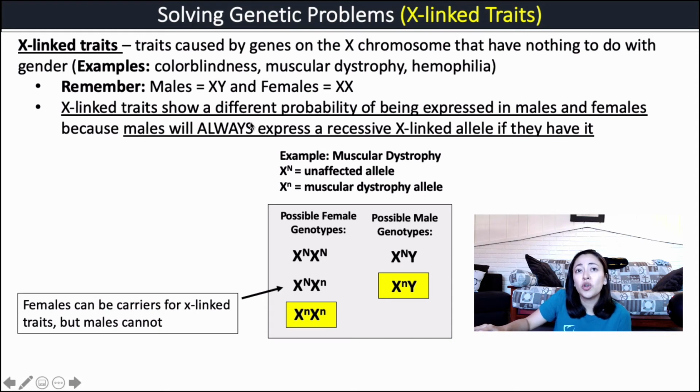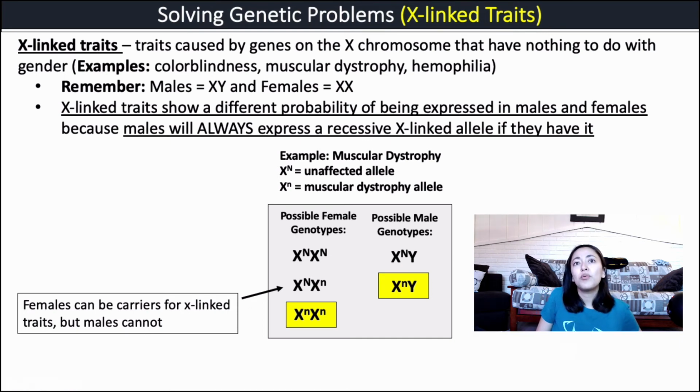So X-linked traits show a different probability of being expressed in males and females. This is because males will always express the recessive X-linked allele if they have it. If they inherit a recessive X-linked allele from one of their parents, they'll always express that allele. Whereas females can inherit a recessive allele from one parent and a dominant from the other parent, and that dominant X-linked allele can mask the recessive allele. And you can see that here. So females can be carriers for X-linked traits, but males cannot.